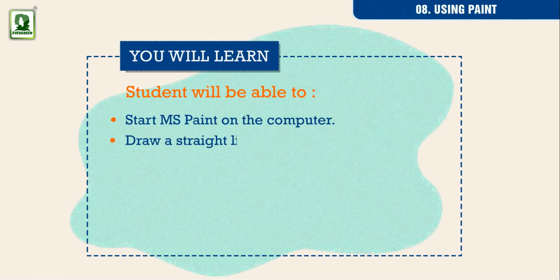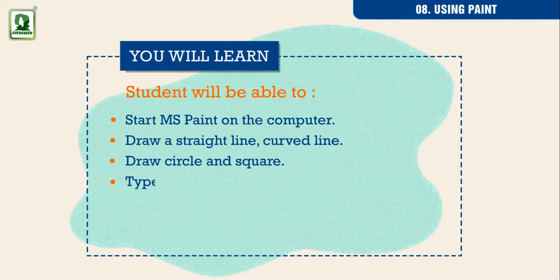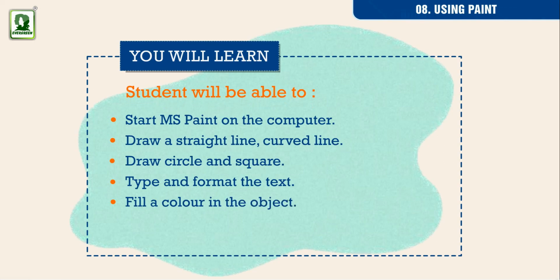Draw a straight line and curved line. Draw circle and square. Type and format the text. Fill a color in the object. Erase and clear the image.